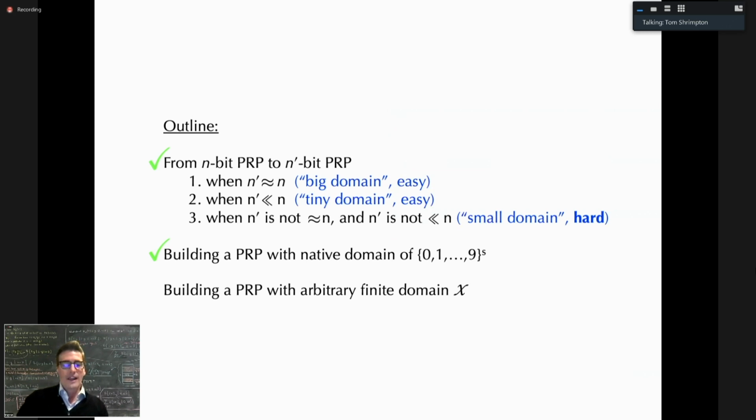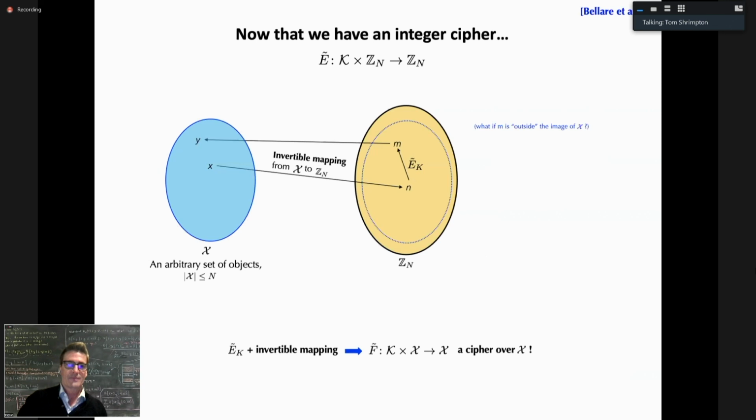Okay, so now on to the next thing. How do we build a PRP with an arbitrary finite domain? Now that we have this integer cipher, we have the ability to take an integer and produce another integer out of it. We can think about this thing that maps from basically Z sub n, where n is the number of possible numbers you can have given a particular size of integer Feistel. We now can think about this.